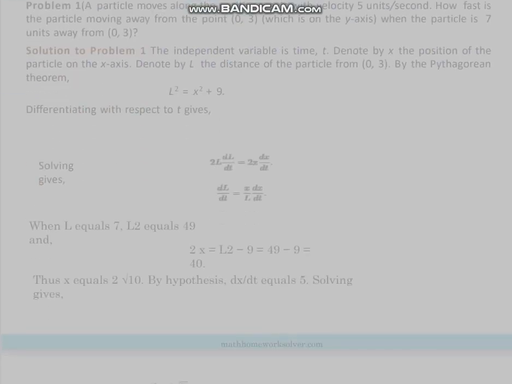Problem 1. A particle moves along the positive axis with velocity 5 units/second. How fast is the particle moving away from the point (0, 3), which is on the axis, when the particle is 7 units away from (0, 3)?